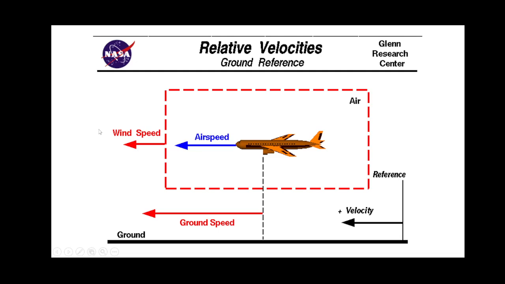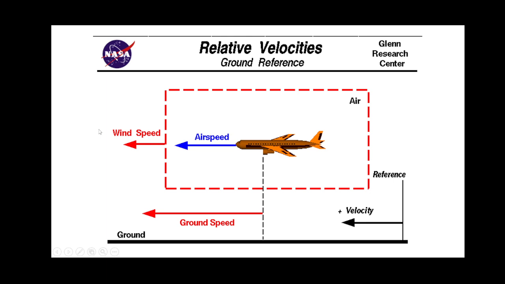In this video, I'm going to discuss the concept of airspeed versus ground speed. First thing I need to do is define what is airspeed and what is ground speed. Well, airspeed is just the speed of an aircraft relative to the air that it's flying through. Ground speed is going to consist of the airspeed, but then also needs to take into account the wind speed.